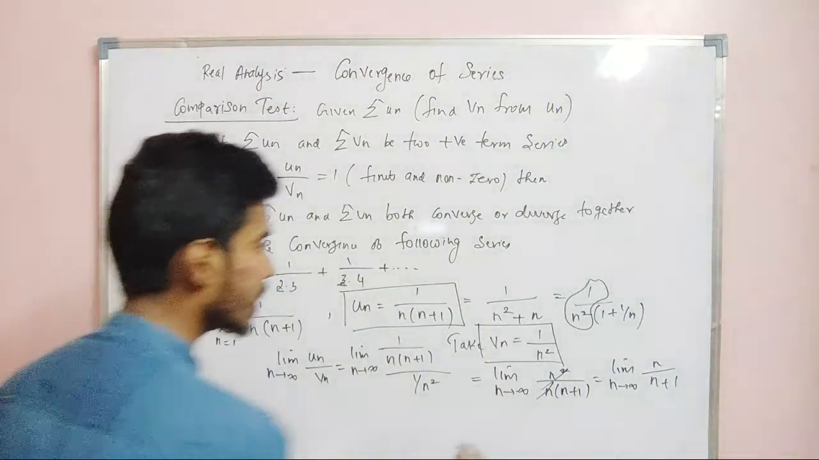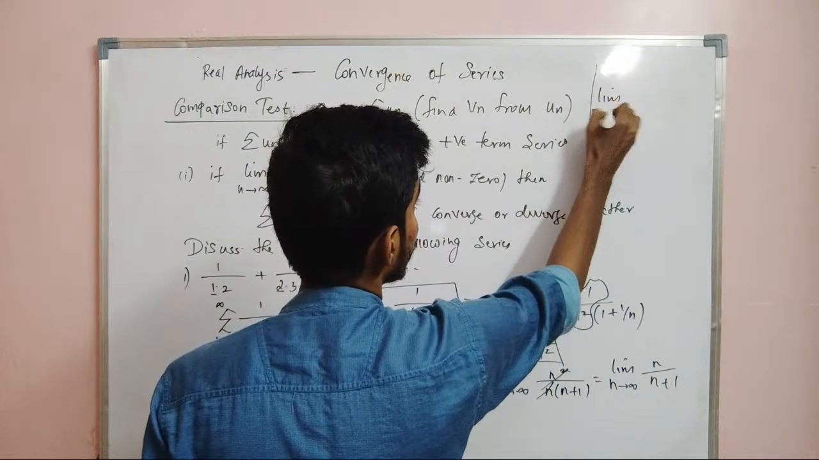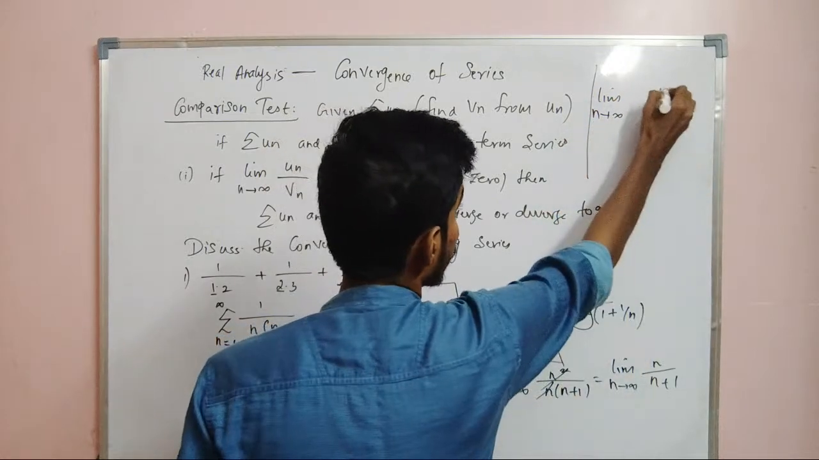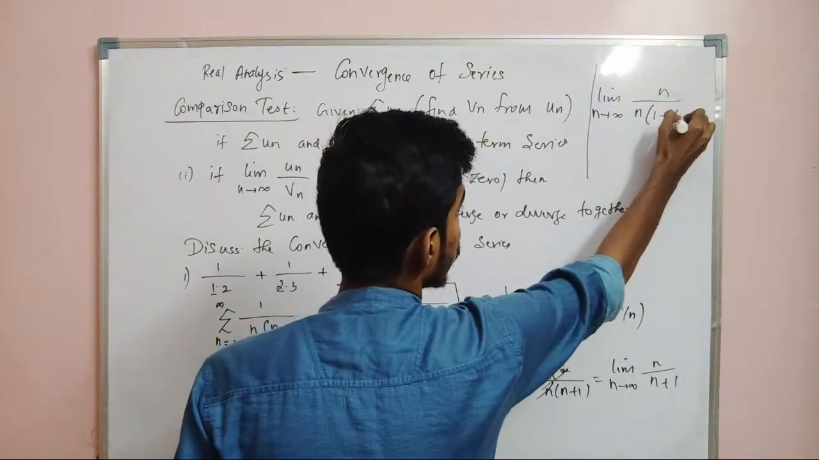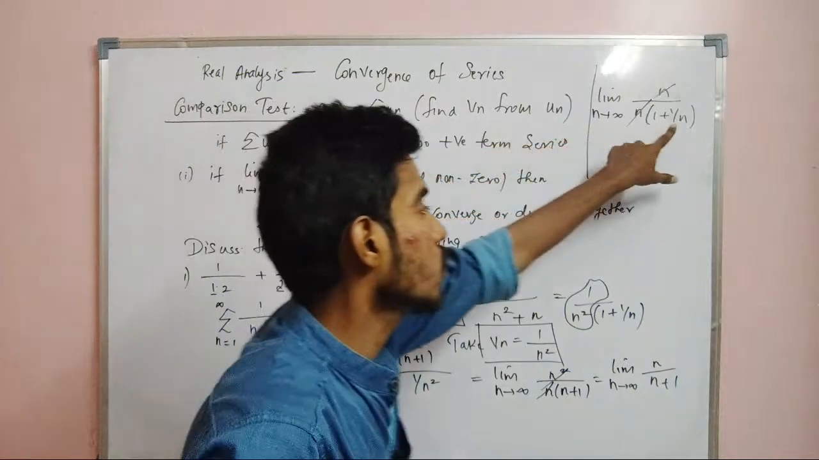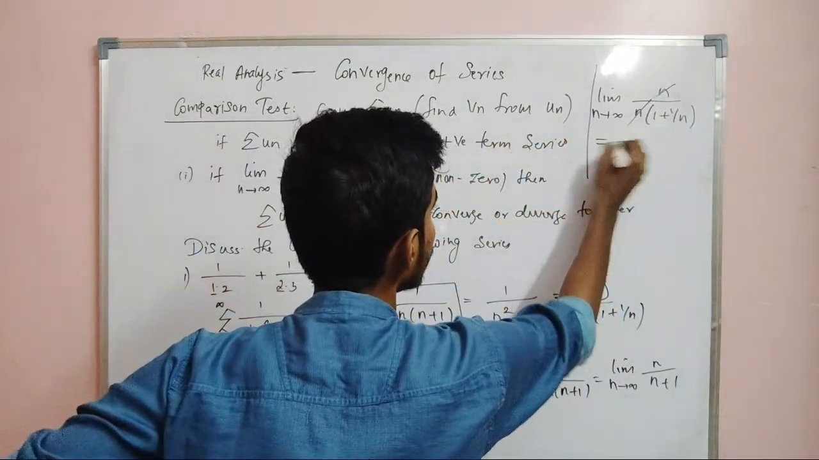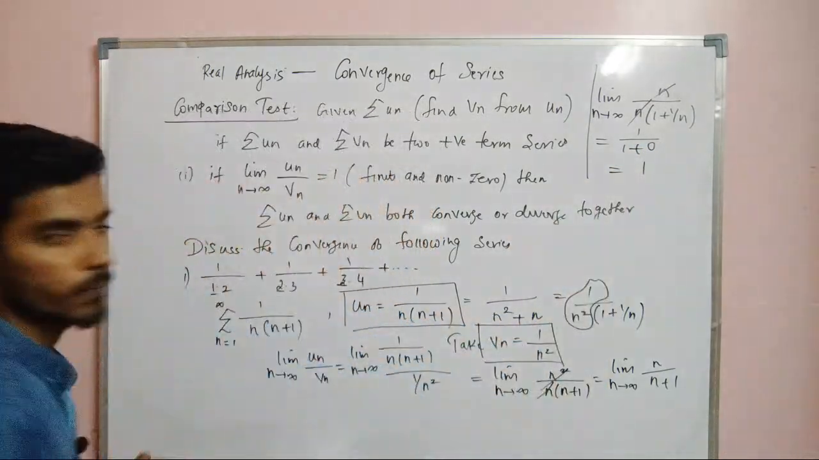This tends to 1 because, I'll just write here, limit n tends to infinity n by n plus 1. In the denominator I can take n common, so we will have 1 plus 1 by n, and this n will get cancelled. As n tends to infinity, 1 by n tends to 0, so this will be equal to 1 by 1 plus 0, which is equal to 1, right?